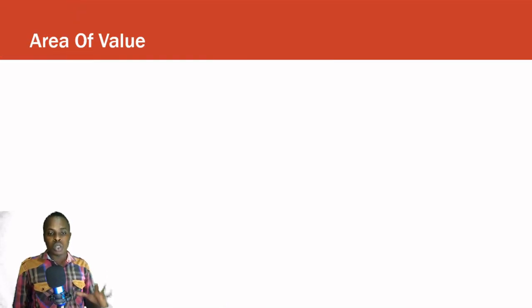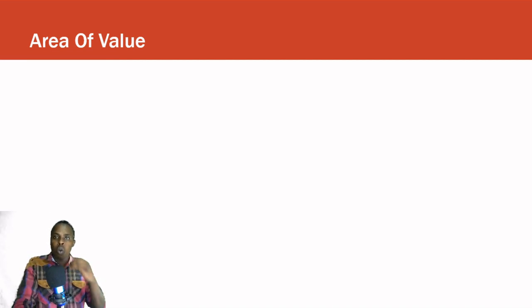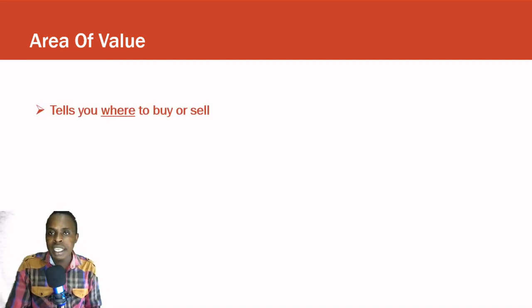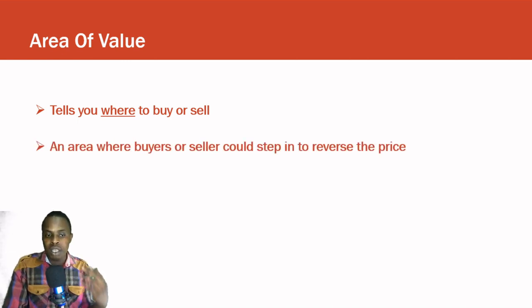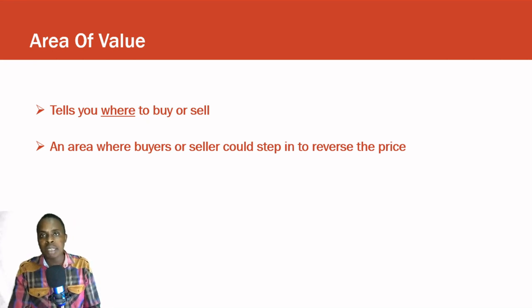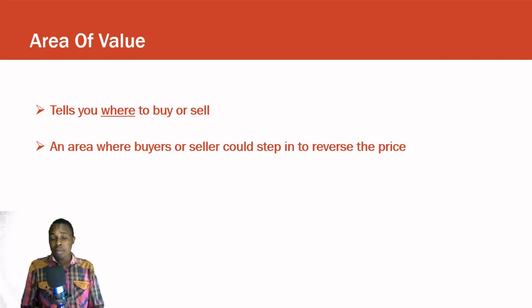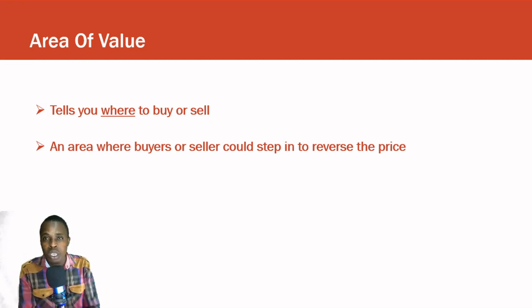Now let's move on to the area of value. Now you know how to identify the direction of the market. Now let's talk about how you know the places where to buy. Because you don't just buy because you're in an uptrend, but you want to know where is the zone where I should be looking to buy. So the area of value tells you the area where buyers and sellers could step in to reverse the market, because you don't want to be entering the trade based on a guess, but you want to identify levels where other traders might be looking also to trade.